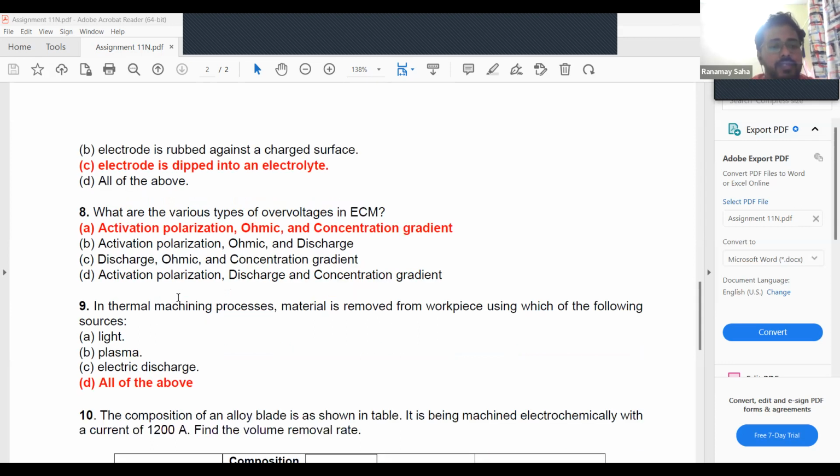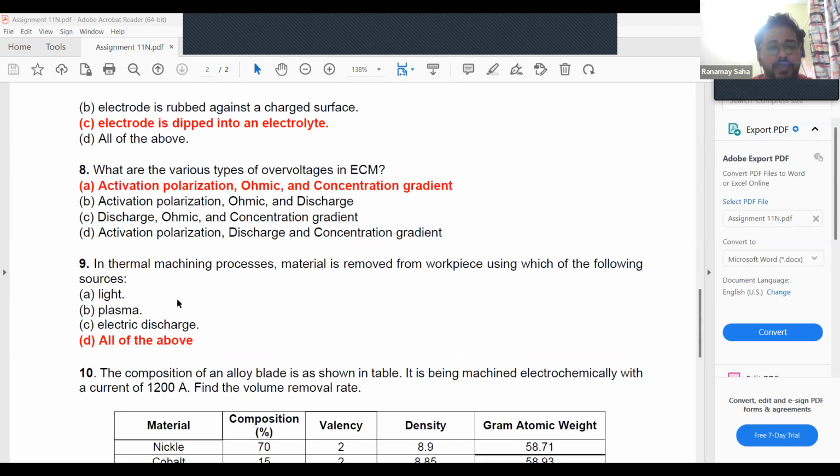Now, in thermal machining process, material is removed from the workpiece using. So all of these can actually give rise to temperature. The temperature may rise, and melting and evaporation can be the factors contributing to material removal. So light, plasma, and electrical discharge, all these processes are thermal processes in some way, and material can be removed using all these processes, right?